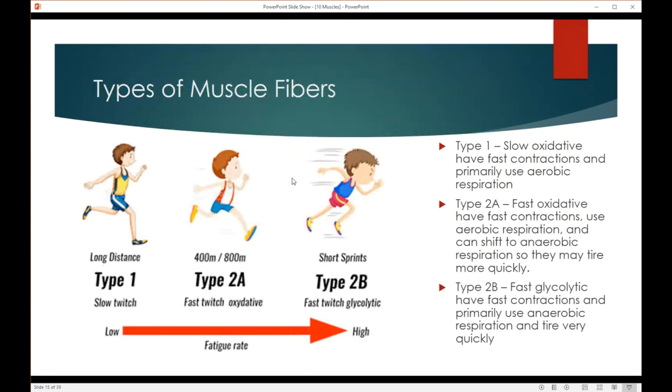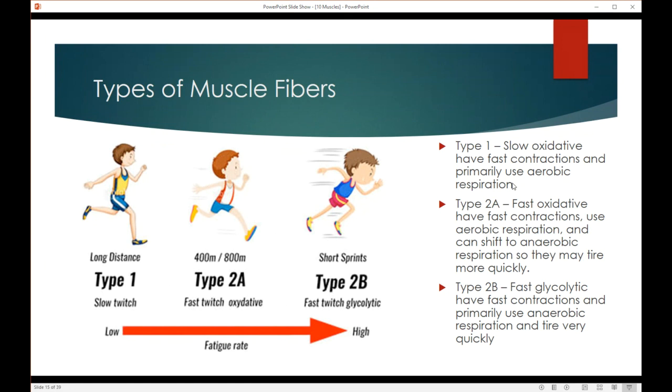There's different types of muscle fibers, and they do different types of respiration. Okay, and so for our long distance type 1, these are called slow twitch fibers. They have a low fatigue rate. So long distance would be like we're going on a marathon. Okay, and those are also called type 1. So type 1 are called slow oxidative. So they are using oxygen. So they're using aerobic respiration.